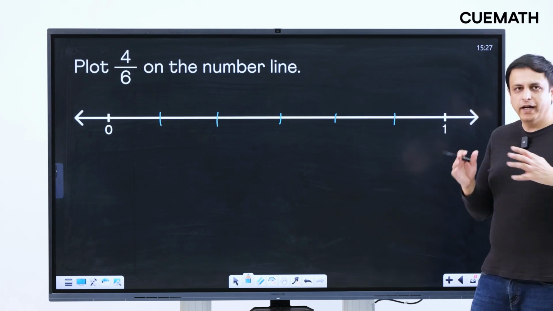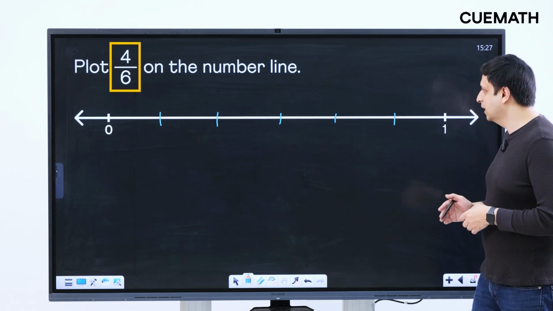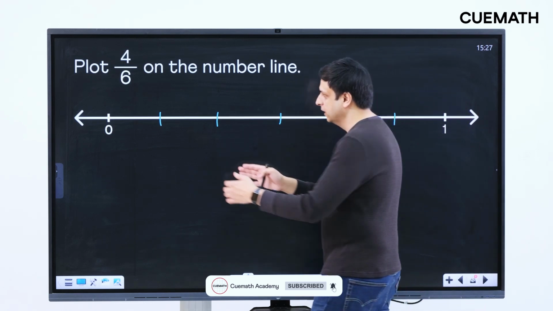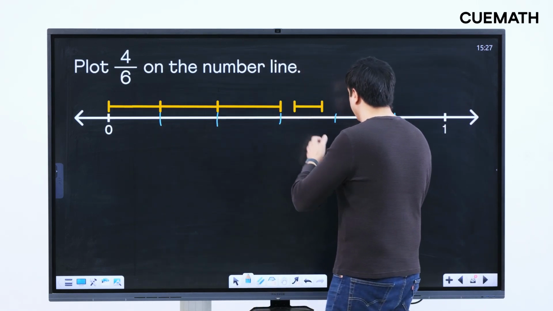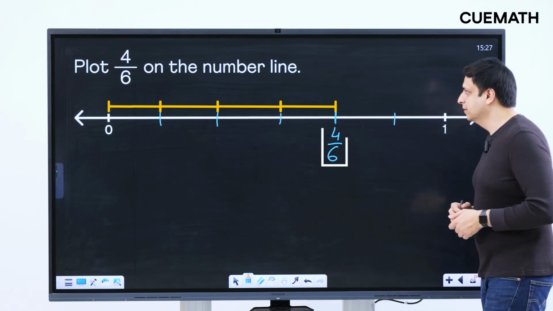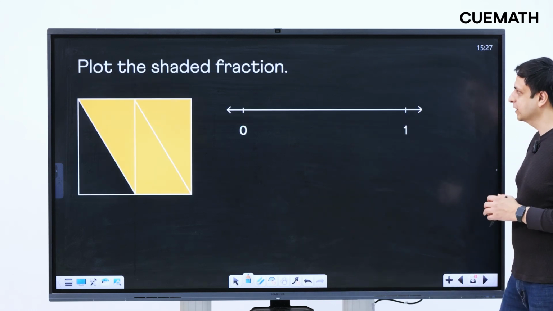So now I have 6 equal parts into which I have divided the distance from 0 to 1. So where do you think 4 over 6 should lie? So 4 over 6 should be 4 parts away from 0. So 1, 2, 3, 4. So this point here should be the fraction 4 over 6, and that completes this question.